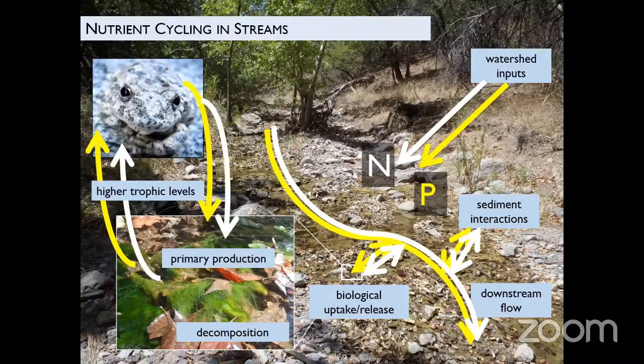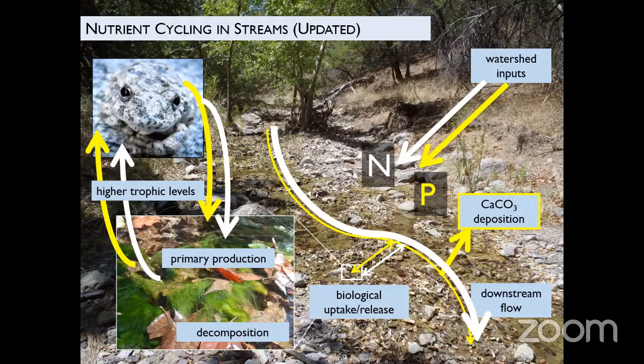All right, so then when we have calcium carbonate forming, we can adjust our understanding of the nutrient cycling in these systems. We're going to get sequestration of phosphorus in the calcium carbonates, which will reduce downstream flow. It's getting trapped in those sediments. Biological uptake of nitrogen continues, so we're getting a bit more nitrogen flowing downstream than we otherwise would.